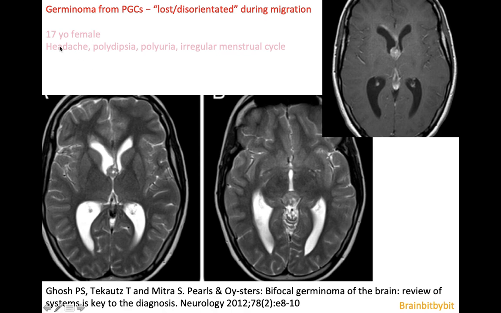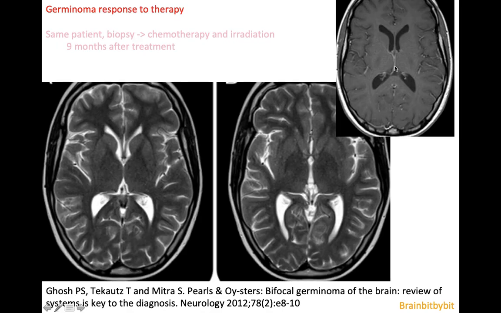And this is an example of a 17-year-old female presenting with endocrinological symptoms and headache. And you can see a mass with low T2 signal in both the pituitary and another mass in the pineal region with enhancement. And this turned out to be a germinoma on biopsy. And she was treated with chemotherapy and irradiation. And germinomas have a pretty good response to therapy compared to non-germinomas. And this patient showed no signs of disease 9 months after treatment.